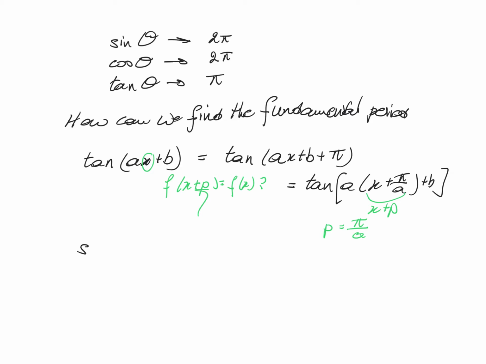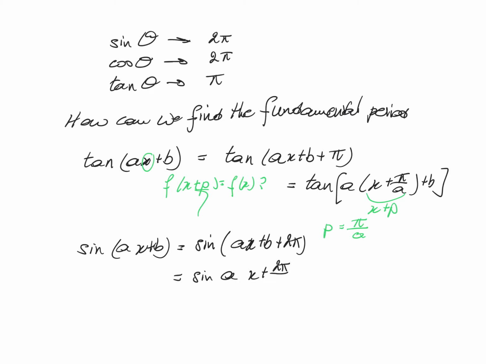Similarly, if you have sine ax plus b, you know that this is the same as sine ax plus b plus 2 pi. Because 2 pi is the period, the fundamental period of the sine. Then we bring this value, the 2 pi, into the x. So this is sine a times x plus 2 pi divided by a, plus b. And so again, here we can read the period. This corresponds to my x plus p. So p is 2 pi divided by a.